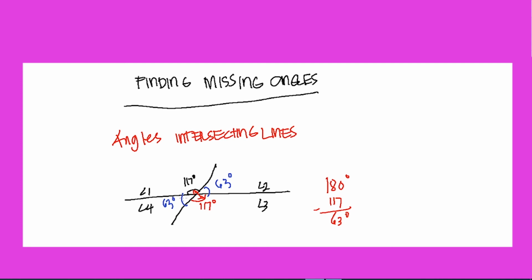Now that we have the values for the opposite angles, applying the rule that opposite angles are always the same, we already also have the measurements for the remaining two angles, which are 117 and 63.